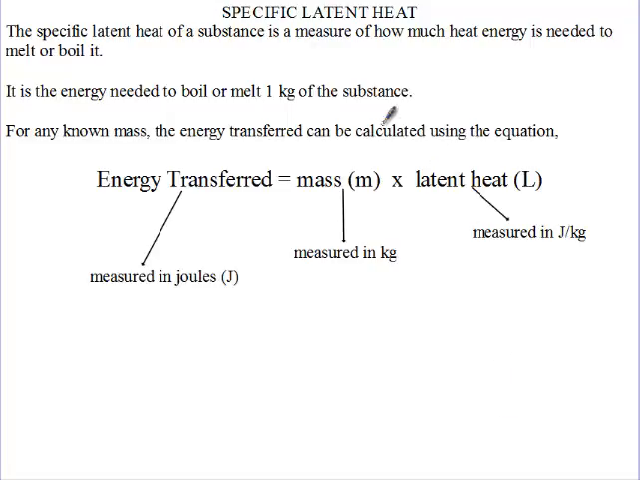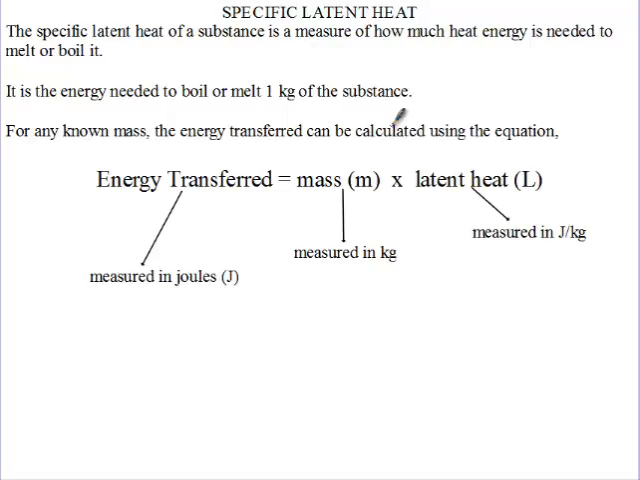It is a measure of how much heat energy is needed to melt or boil a substance. Specific latent heat is the energy needed to boil or melt 1 kilogram of that substance. It is specific, so 1 kilogram of that substance.